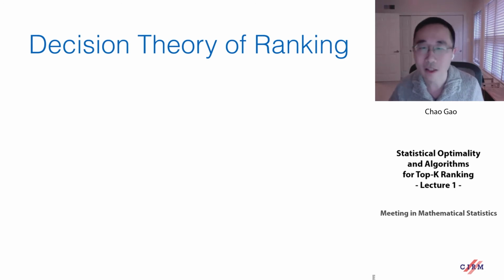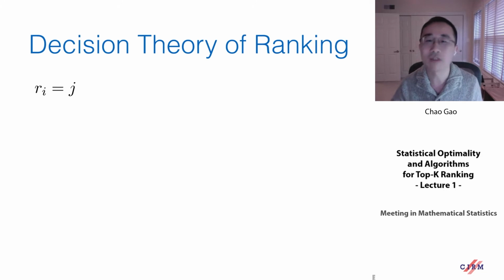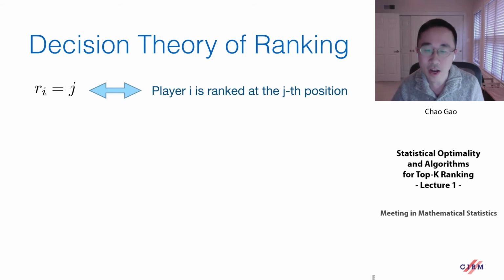Let me first make the problem more general by talking about the decision theory that we have for the ranking problem. So let's first introduce an object called R. R is a permutation vector or a rank vector. It is a vector of length n. So R_i equals j means player i is ranked at the j-th position. With R, the mathematical problem of ranking is clear. All we want to do is to estimate this permutation vector.